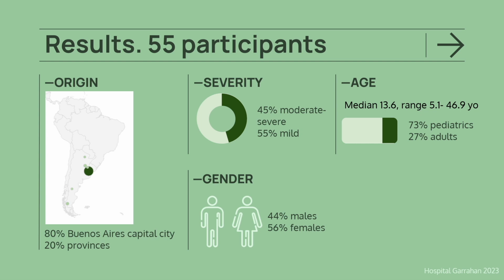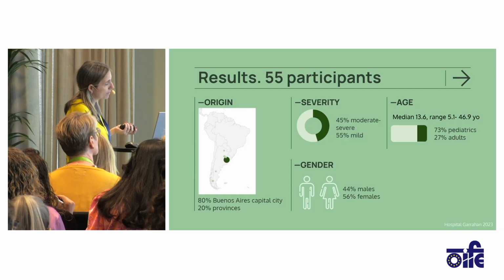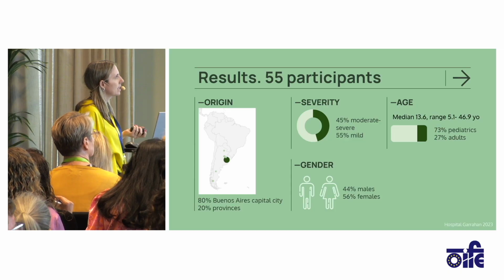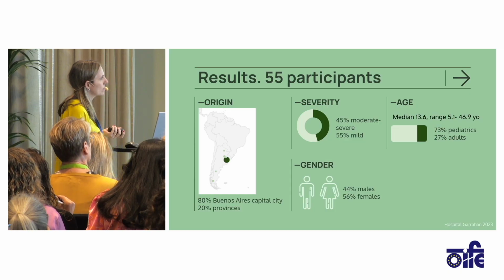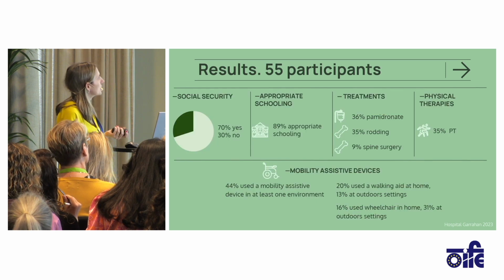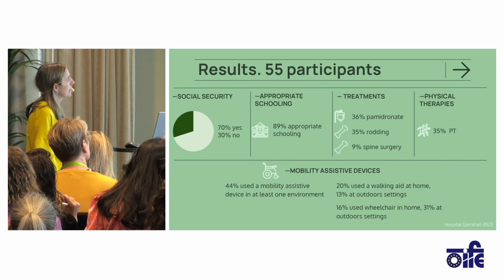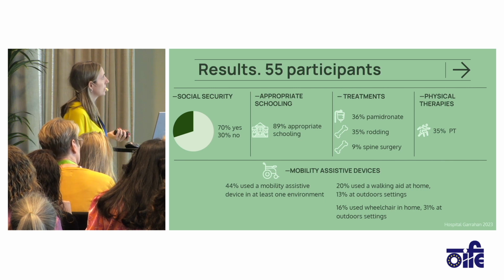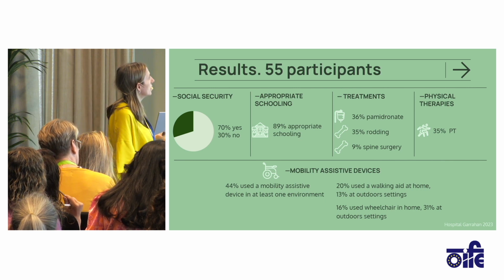So we were able to include 55 participants that had OI, most of them from Buenos Aires. 56% were female. And the age range was, so most of them were pediatric. This is a pediatric hospital with a median age of 13 years old, but with a range between 5 and 46 years. So most of the participants have social security. That's something that in Argentina happened, thankfully.